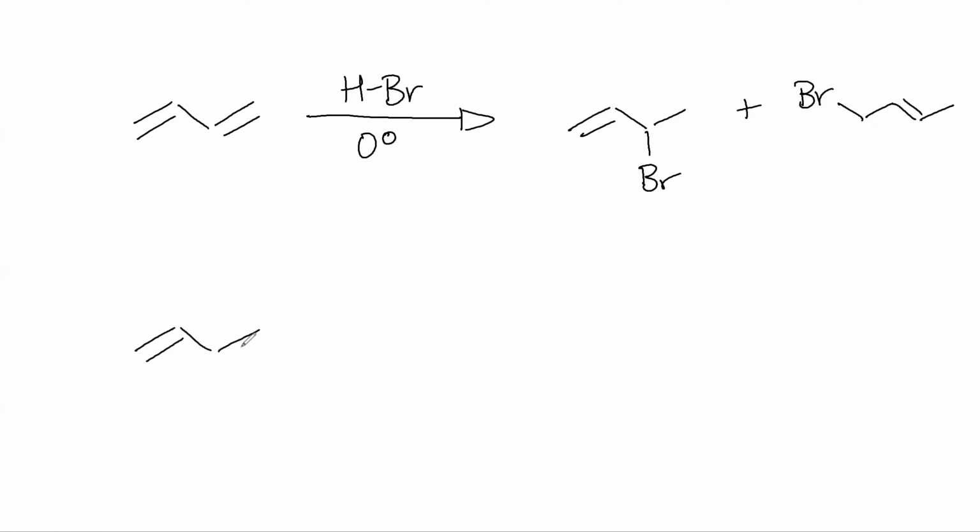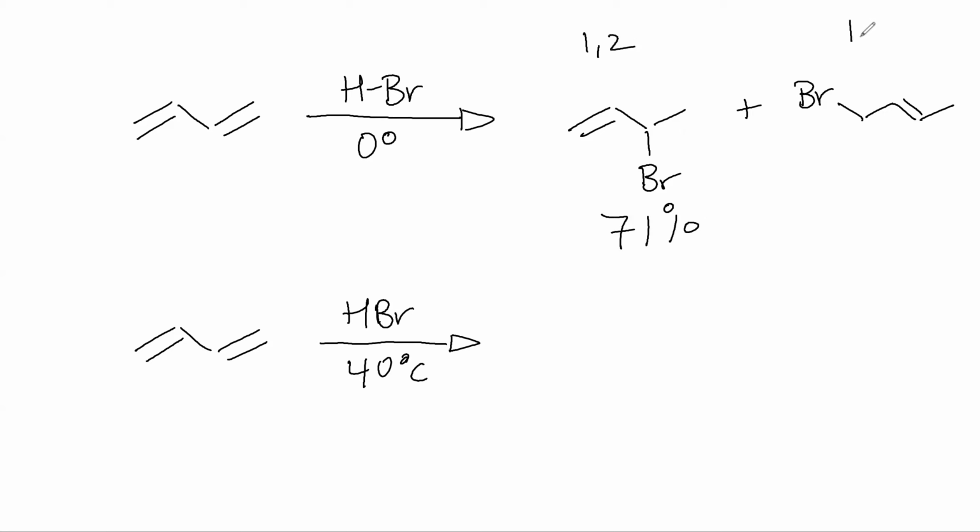And if you do this at 40 degrees, let me look at the data here. I've got some data. Data is good. In the first case, at 0 degrees, you get 71% of the 1,2. This is the 1,2. This is the 1,4. And 29% of the 1,4. At 40 degrees, you get 15% of the 1,2 and 85% of the 1,4.